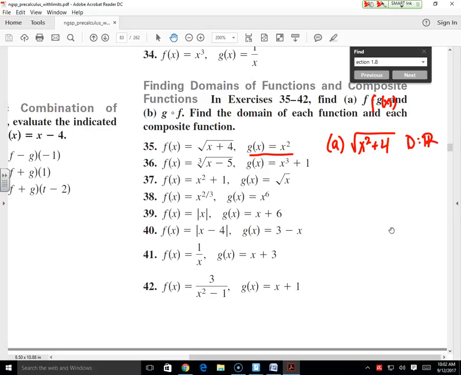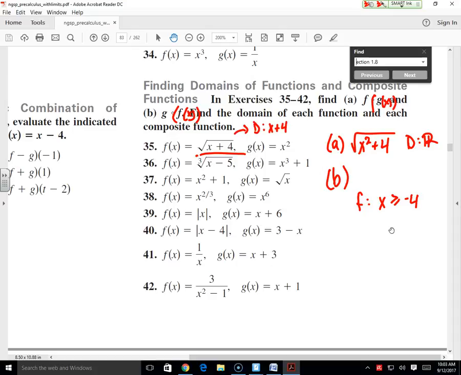But B, instead of putting G into F, what are you doing now? Putting F into G. So who are we going to look at first for our domain problems? F. I just changed problems randomly. I'm still on 35, I apologize. Now I'm going to look at F first. Does F have any issues? Yeah, this is a square root. So X plus 4 has to be greater than or equal to 0. Can anybody follow that and see that X has to be greater than or equal to negative 4? Just looking at F.